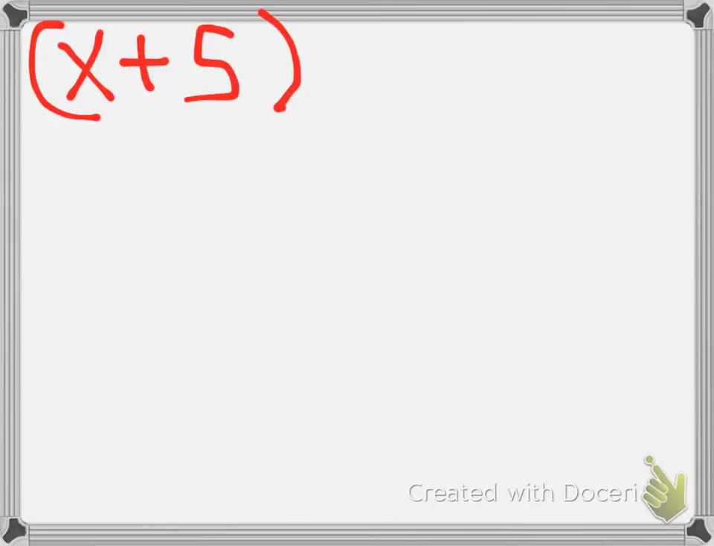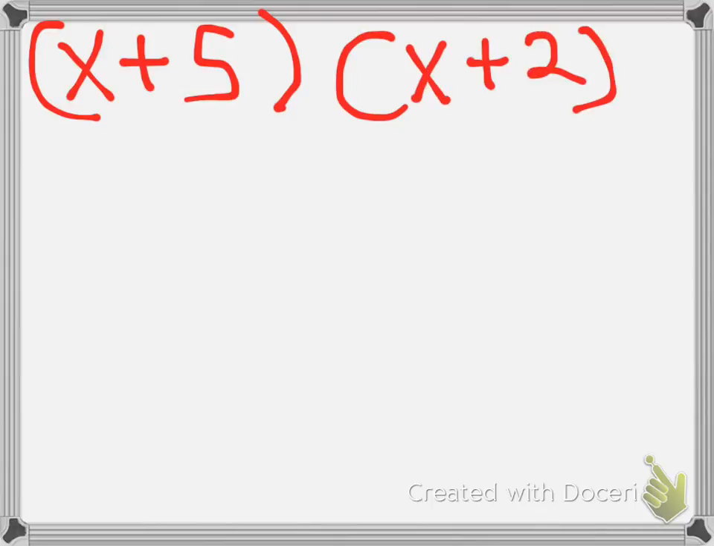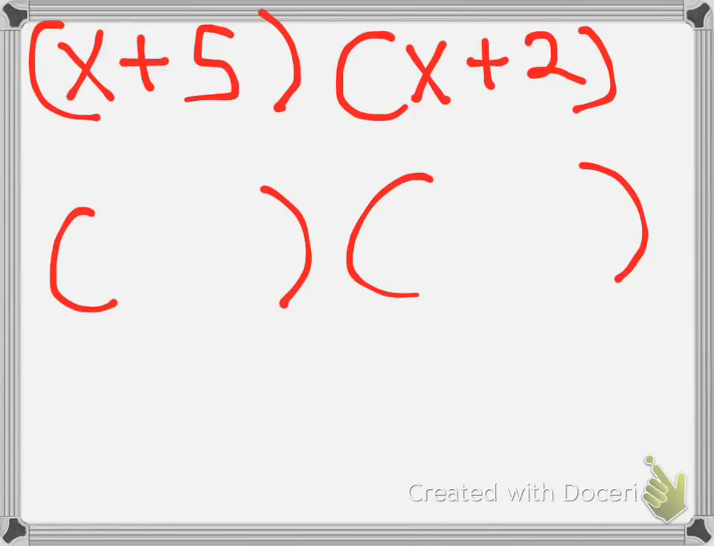So let's see how to use this FOIL thing. Let's start with a simple problem: x plus 5, multiplied by x plus 2. So, according to our FOIL, let me write this down here: x plus 2 and x plus 5.